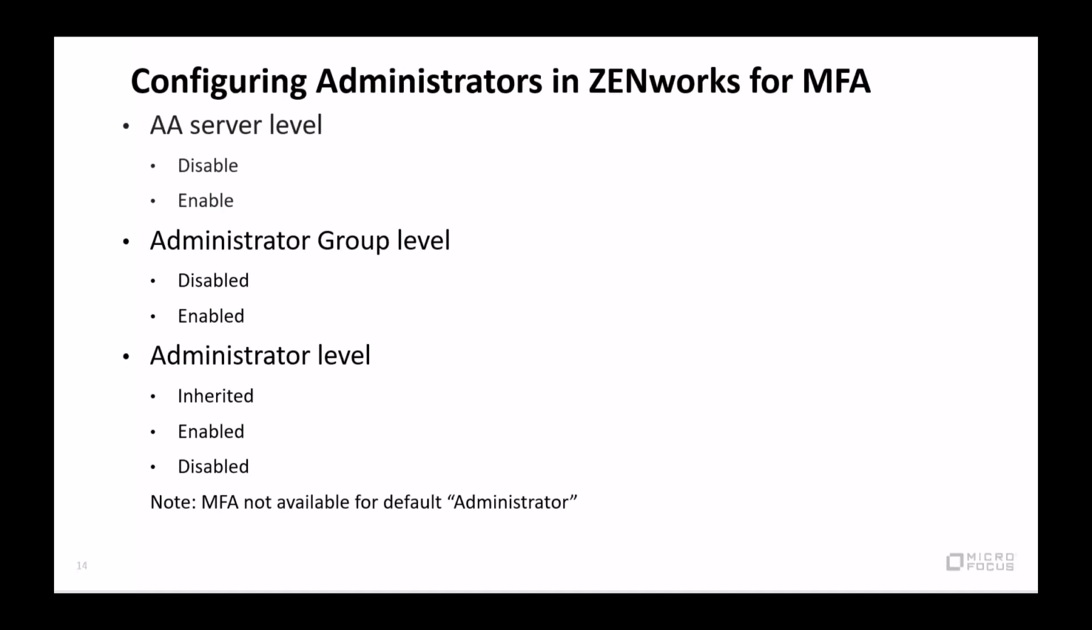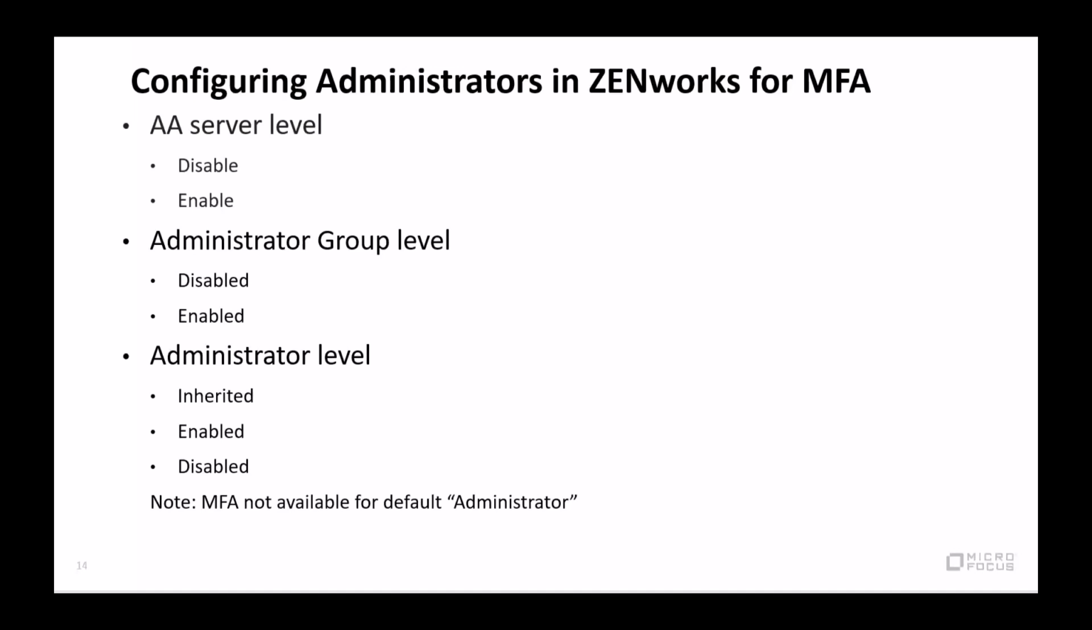The second level is administrator group level, where for an administrator group, you can disable multi-factor authentication or you can enable it. The third level is administrator level. If you want to exclude an administrator or you want to enable multi-factor authentication only for a few administrators, you can enable multi-factor authentication at administrator level.